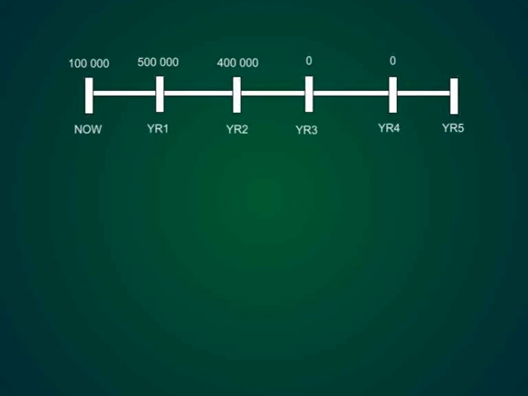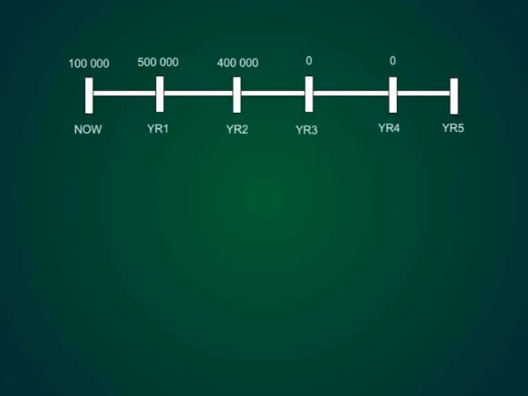100,000 rand is what he pays now. 500,000 rand is what he puts into the savings after 1 year. 400,000 rand is what he puts in after 2 years. At 3 years he puts nothing, at 4 years he puts nothing, and at 5 years is when he wants to draw the money to be able to buy the new Batmobile.